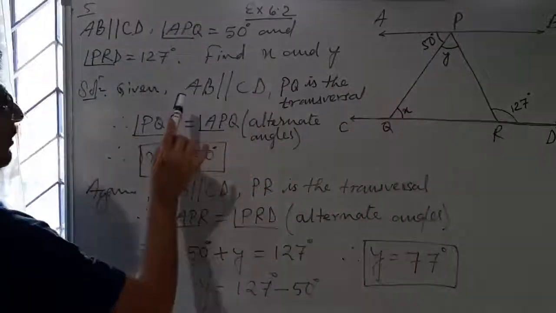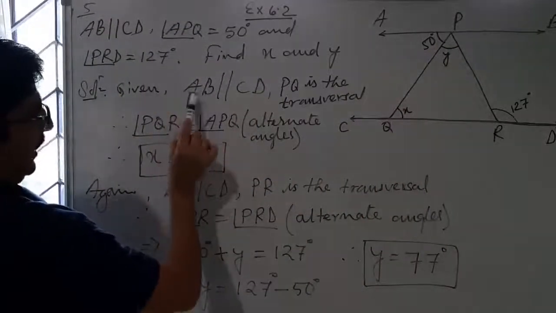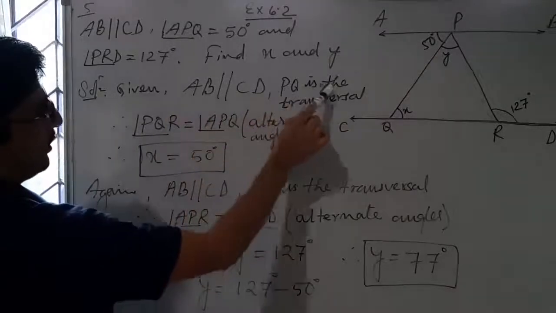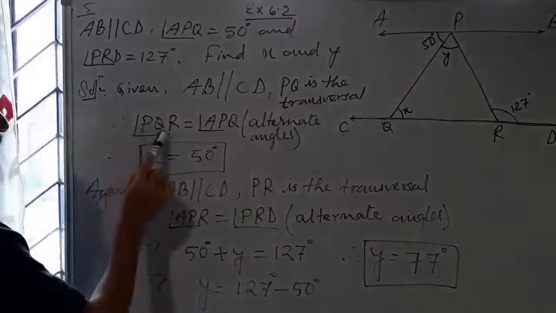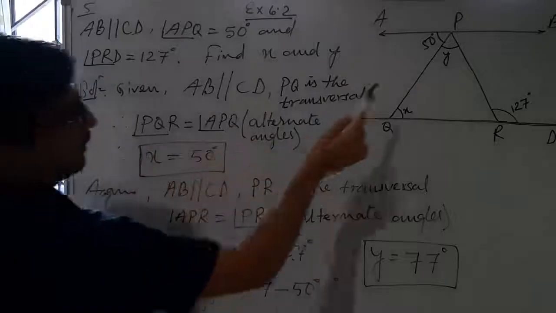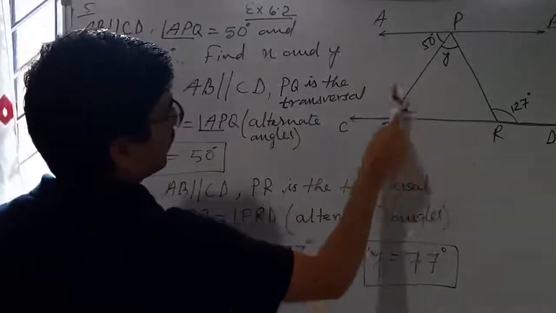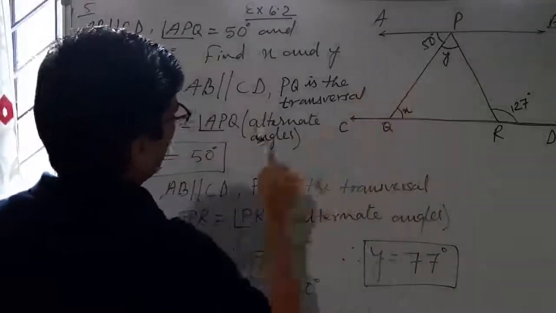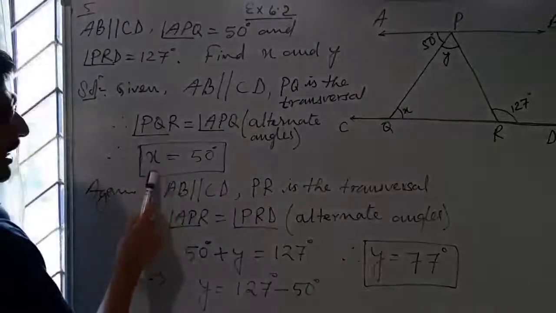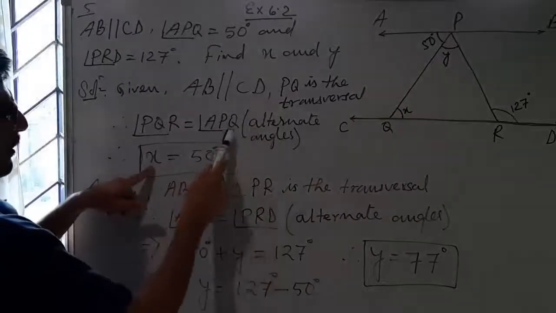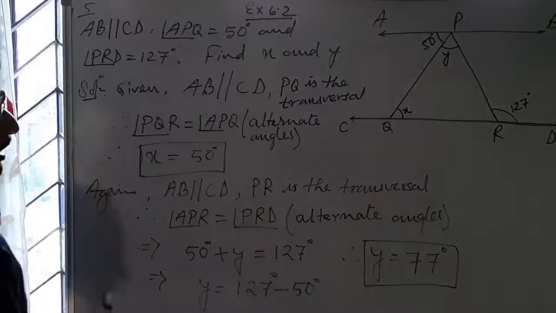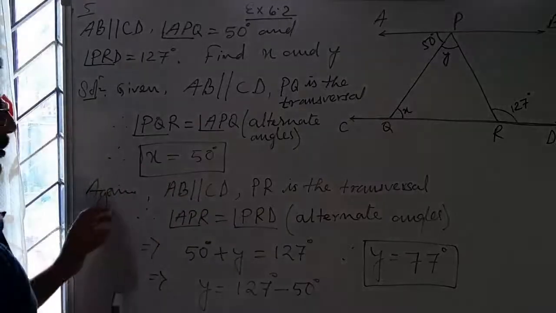You check here what we have written. AB is parallel to CD, PQ is the transversal, and then angle PQR is equal to angle APQ, alternate angles. PQR is x, as you check in the figure, and APQ is 50. That means x equals 50 is the value we have got.